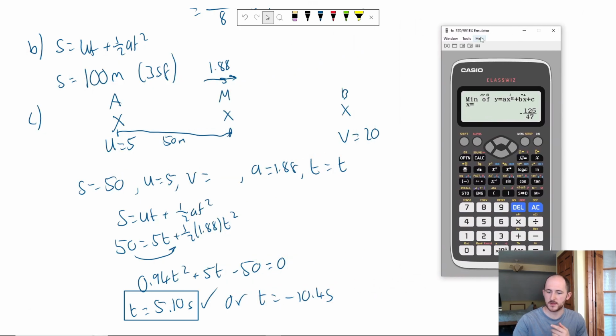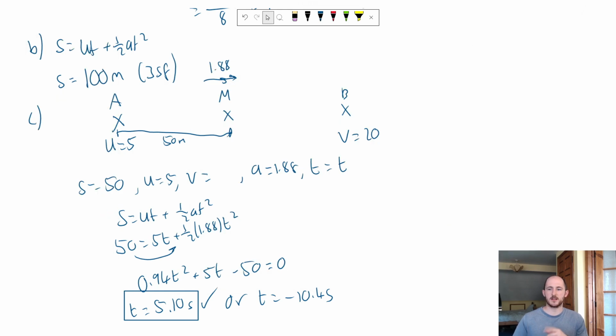20 equals... oh, sorry, I forgot that I didn't put it back into normal mode. Press number 1. 5 plus 20 equals, divide by 2, 12.5 meters per second. So what I could have done is just said that V is equal to 12.5 and then just used a normal equation, V equals U plus AT, something like that. And I would get the same answer.